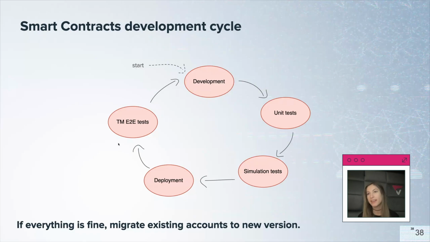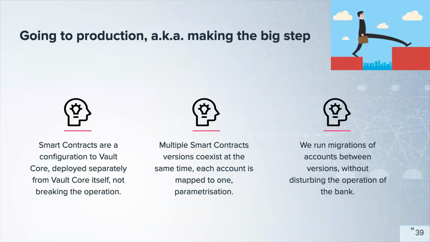And if everything is fine, in case that I wasn't creating a new product, but I actually just updated an existing product, I can also then migrate the existing accounts to the new version. And basically going to production and even migrating the existing accounts is quite a big step in the life of a bank, because you want these processes to go as smoothly as possible. And this is something that I quite like how it is handled within the Vault core, because I consider their approach quite flexible and allowing me to have control over the deployment.